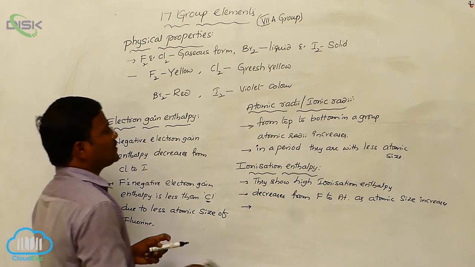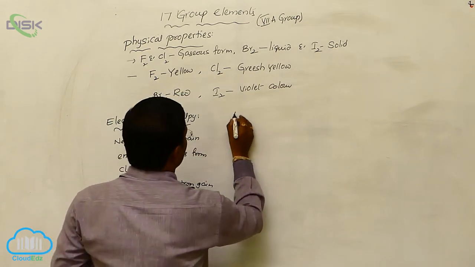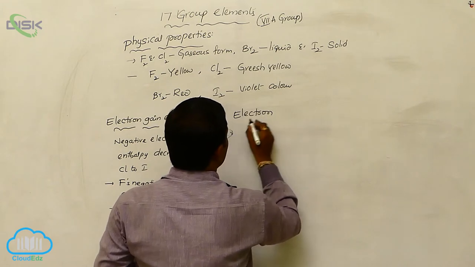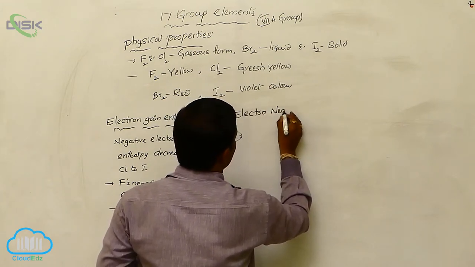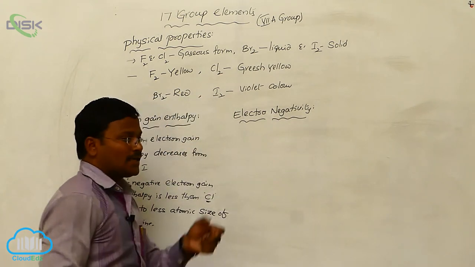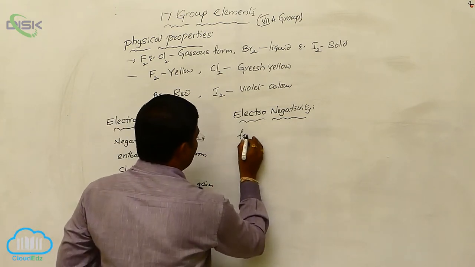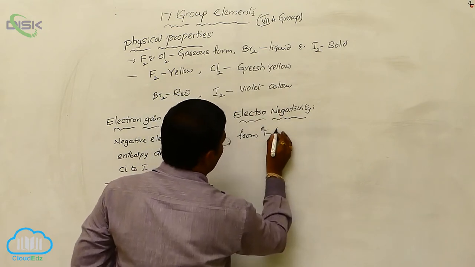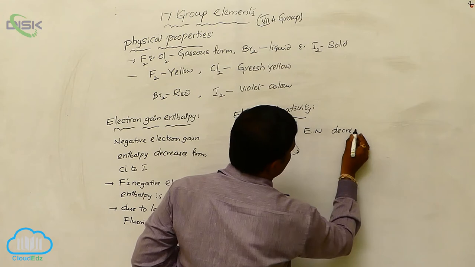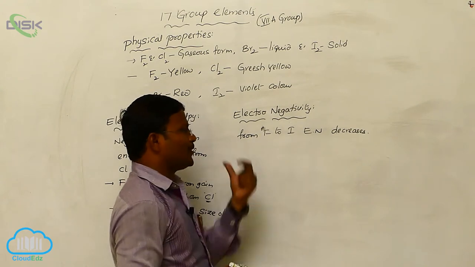But from chlorine to iodine, electron gain enthalpy values decrease. And next one, electronegativity, one more physical property of 17th group elements. What does electronegativity mean? In simple words, the attraction of bonded electrons is nothing but electronegativity. From fluorine to iodine, electronegativity values decrease. That means the highest electronegativity is observed with fluorine. Once again, from fluorine to iodine, electronegativity decreases.